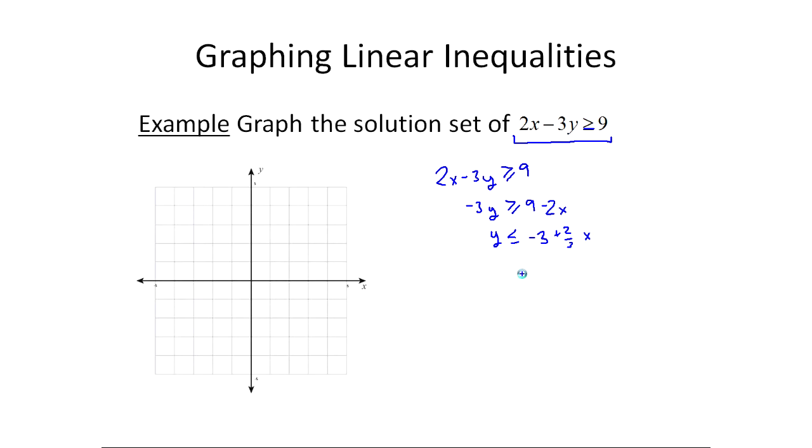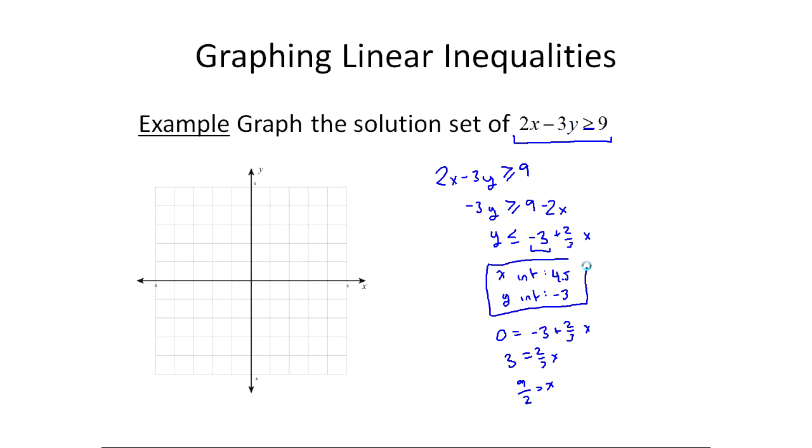Just as a reminder of how to find your x and y intercepts, you can read your y-intercept right off here. It's negative 3. And then for the x-intercept, I'm going to solve 0 equals negative 3 plus 2/3 x for x. So I set y equal to 0 and I solve. I end up with 3 equals 2/3 x. So x is 9/2, which is really 4.5, right? 4.5 will be easier for me to graph. So there we go. This information is going to allow me to draw that line very quickly.